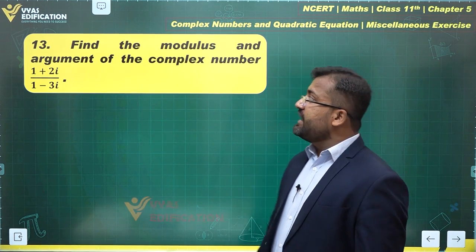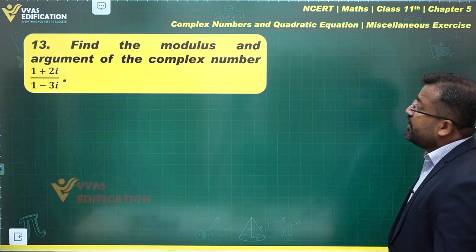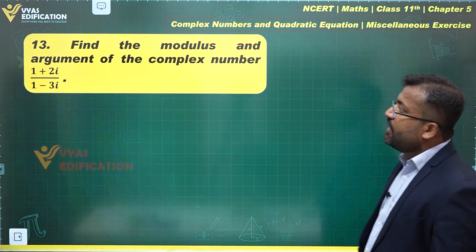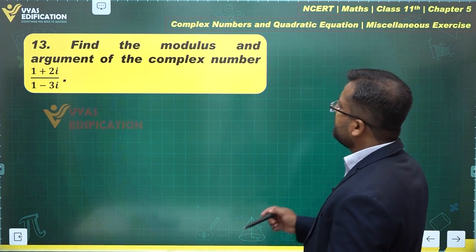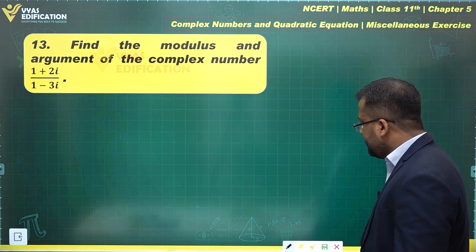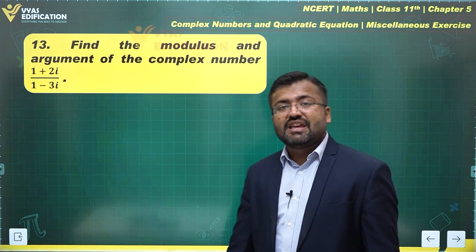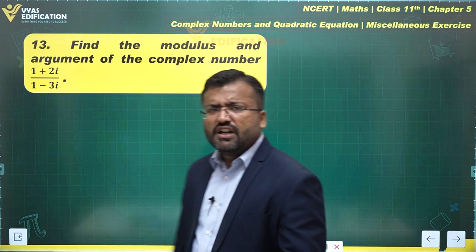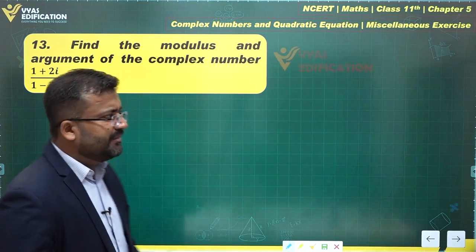What does this question say? Find the modulus and argument of the complex number 1 plus 2i over 1 minus 3i. Now, how are we supposed to find the modulus and argument? For finding the modulus and argument, first we need to convert it into the standard form, that is a plus bi form, right? So for that, let's simplify this complex number.